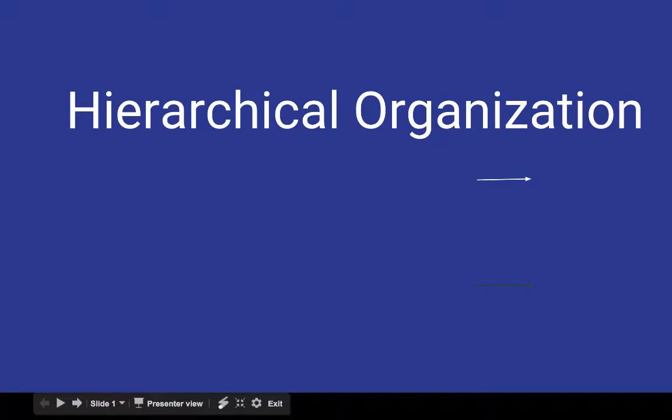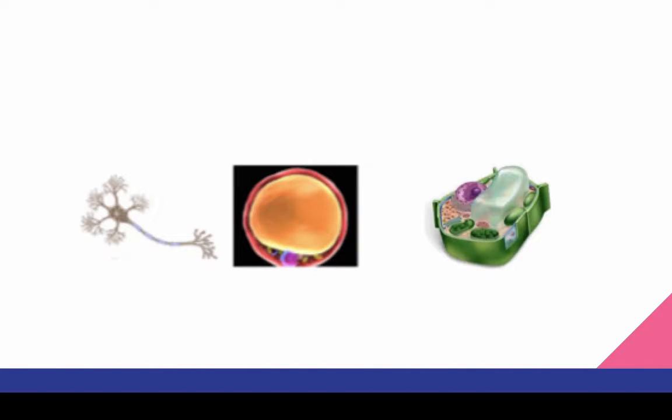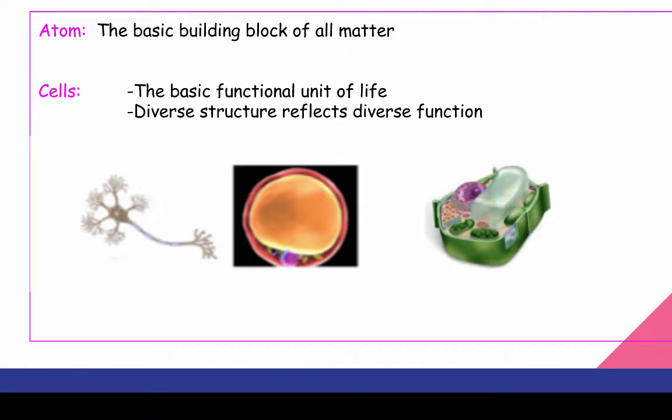In today's video lesson, we're going to look at the hierarchical organization within living organisms. And that sounds very complicated, and what it really means is how are things organized from the simple to the complex in these living things. When we first look at this organization, we go from very simple. So the basic building block of all matter is the atom. Within biological organization, we start that hierarchy of organization with the cell, which is the basic functional unit of life.